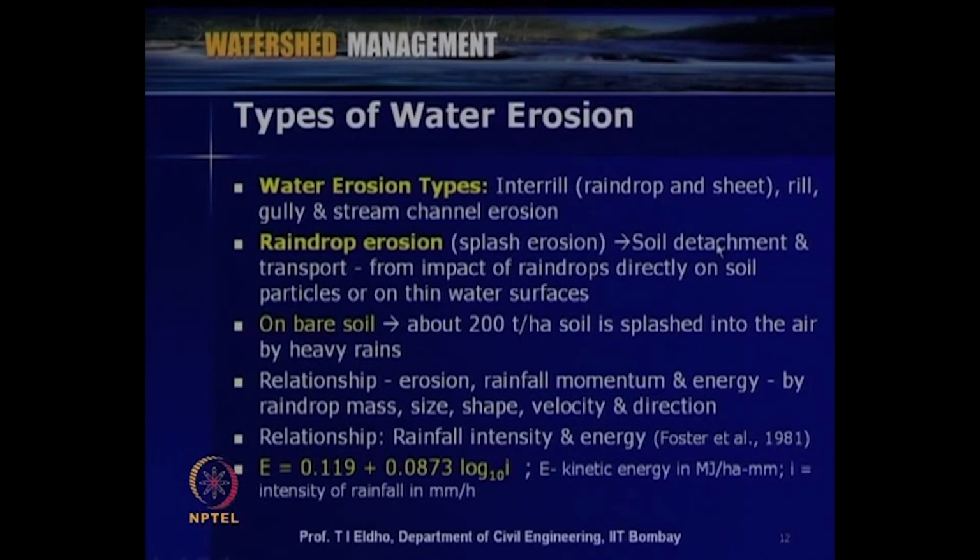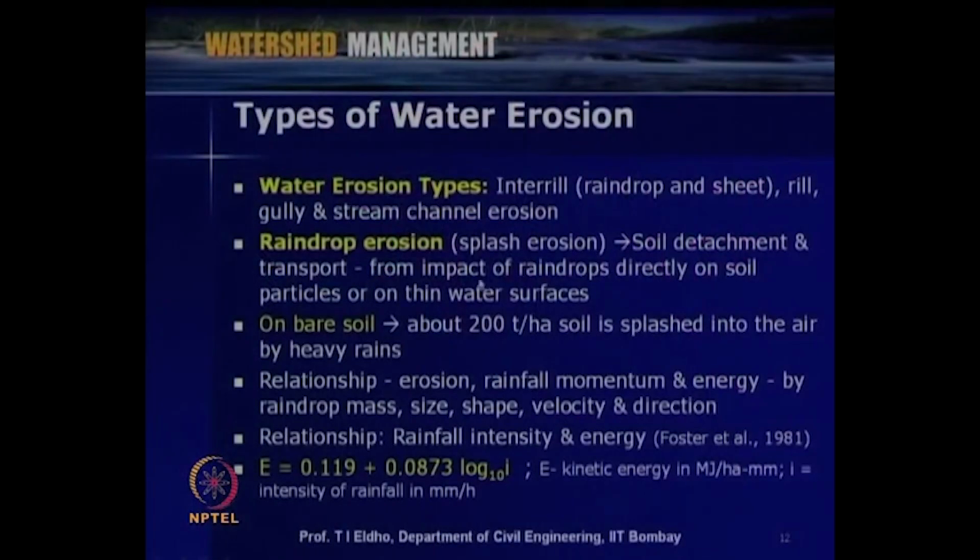So, here the soil detachment and transport from the impact of the raindrops directly on the soil particle or on thin water surfaces. When the rainfall takes place, depending upon the intensity of rainfall, there will be a direct impact on the soil surface. That can cause detachment of the soil particles.